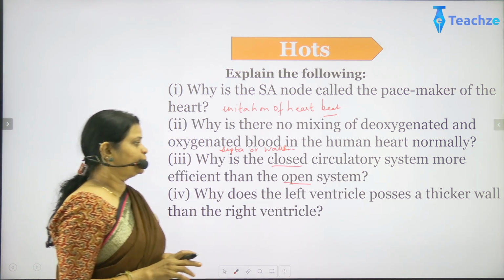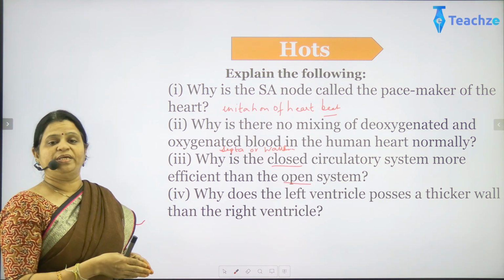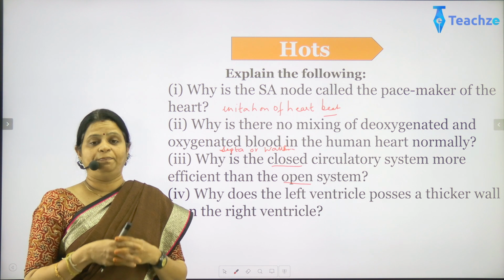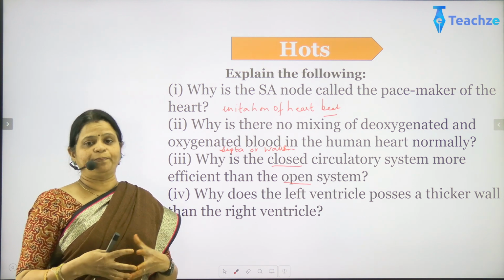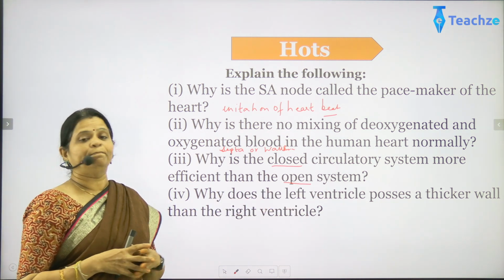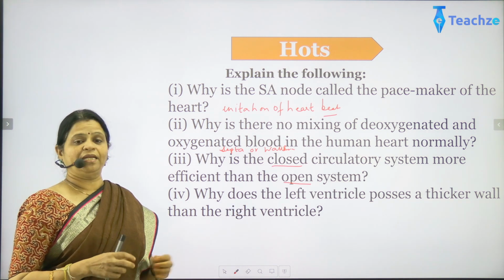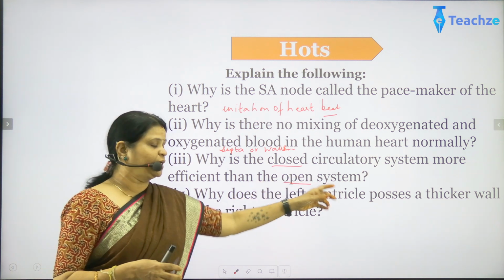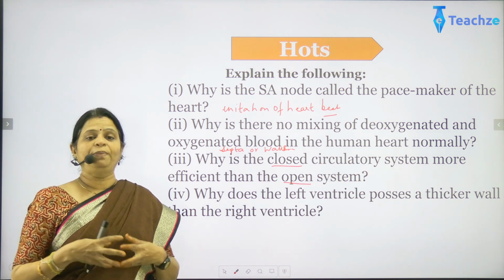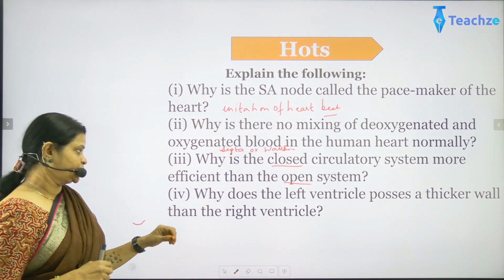Now why does the left ventricle possess thicker walls than the right ventricle? We already had this in understanding. The left ventricle has to pump blood throughout the body. It takes the pure blood and gives it to various parts of the body, so it has to be much thicker compared to the right ventricle. The right ventricle only helps in pumping the blood out to the lungs, but the left one has to reach the aorta on the left side and pump blood at a greater pressure because it has to reach different parts of the body. So that will be the answer for this one.